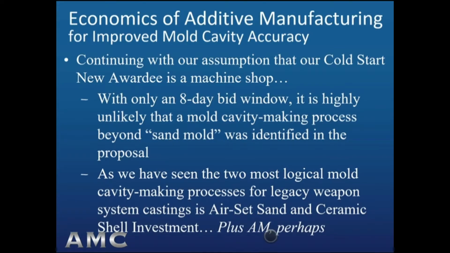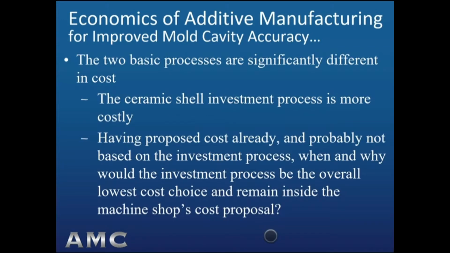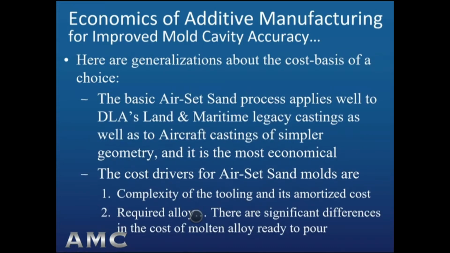The two basic processes are significantly different in cost. The ceramic shell investment process is more costly. Having proposed cost already, and probably not based on the investment process, when and why would the investment process be the overall lowest cost choice and remain inside the machine shop's cost proposal? Well, here are generalizations about the cost basis of that choice.